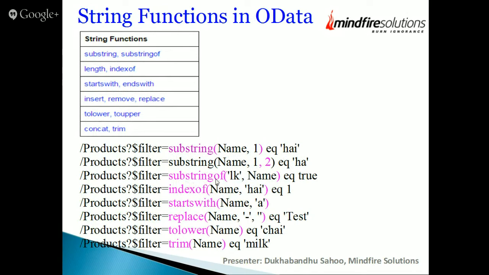Similarly, you can use substringof, which checks whether the name has the substring LK, and this is true. Similarly, you can use indexof, startswith, replace. You can use some of the replace syntax, like here I am doing a replace. I'm replacing hyphen with an empty string and checking whether the name is equal to test. You can do tolower, toupper. Similarly, you can trim and check whether the value is matching with some result string or not.